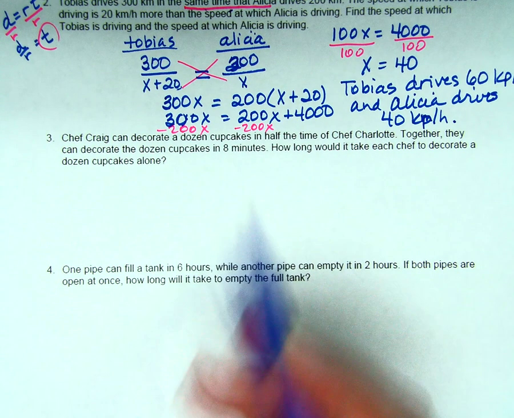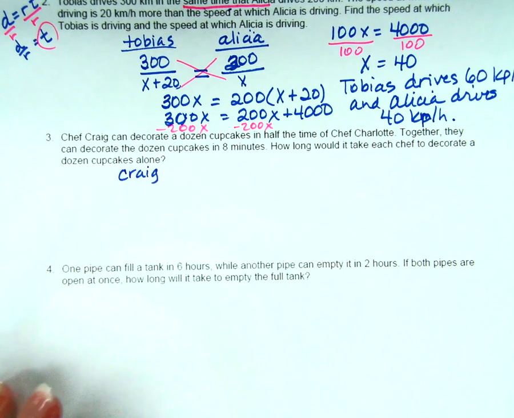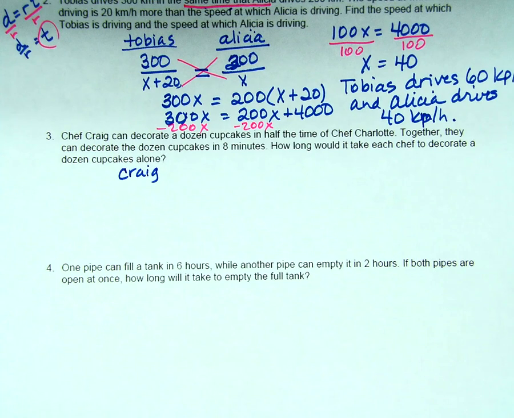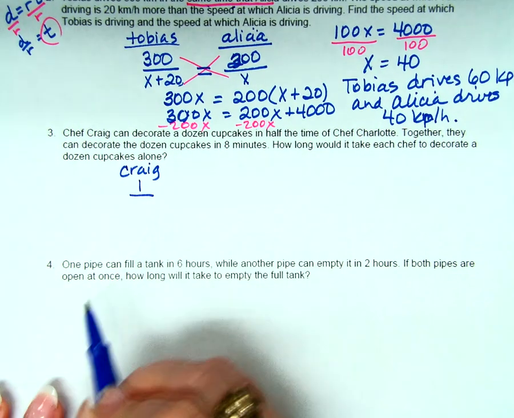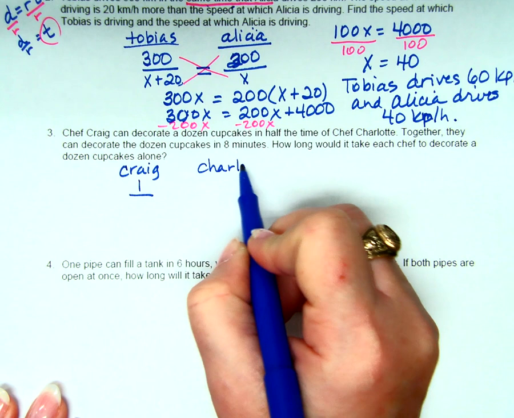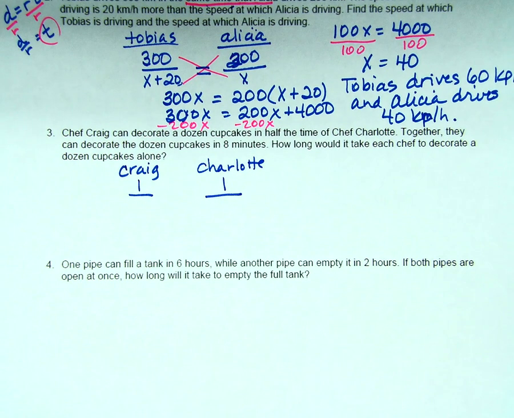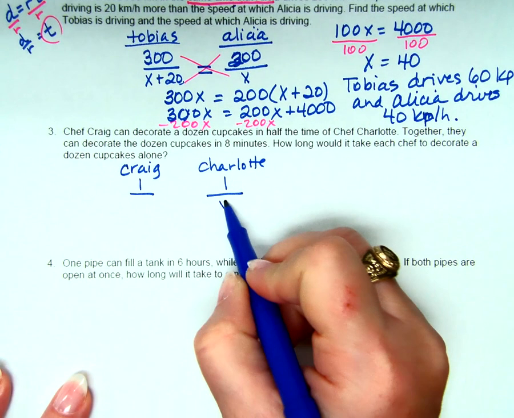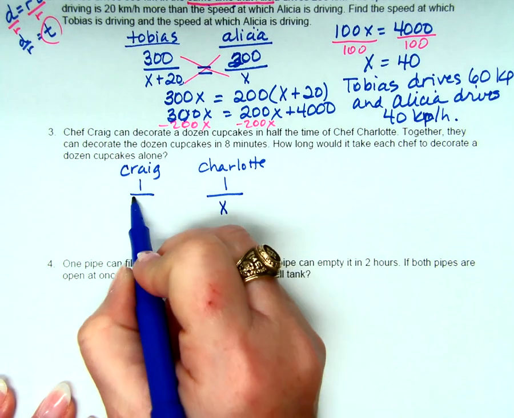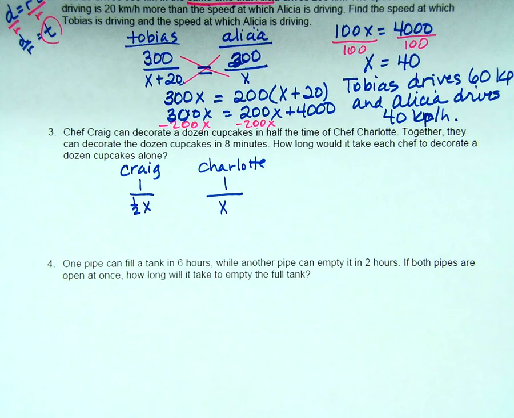Does that make sense? Okay, so what do I know about Craig? He can do the one job in half the time as it takes Charlotte. Now, how do you want to deal with this? If his time is based on her time, what does her time have to be called? x. So what's his time going to be called? Yeah, half x. I hate that. Just for the record, I hate that, because we already don't like dealing with fractions, and we just put a fraction inside a fraction. Ugh. We're going to be fine.